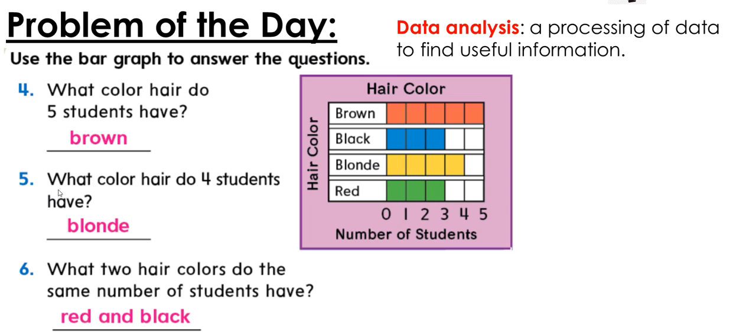The next question says, what color hair do 4 students have? 4 students have blonde. Let's see. 1, 2, 3, 4. Yes. And what 2 hair colors do the same number of students have? It says here red and black. Let's see. Black has 1, 2, 3, and red has 1, 2, 3. So yes, red and black hair colors have the same number of students.